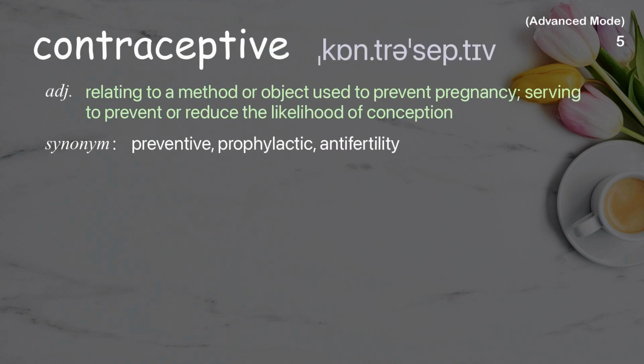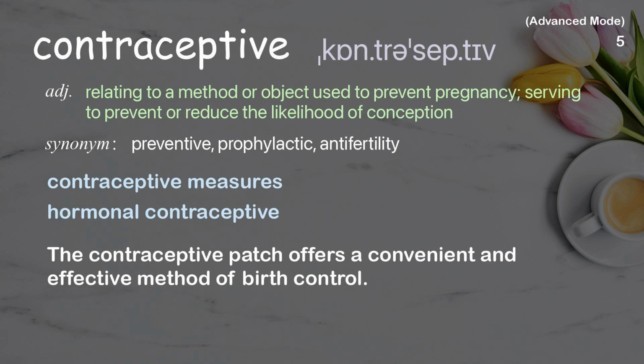Contraceptive. Relating to a method or object used to prevent pregnancy, serving to prevent or reduce the likelihood of conception. Examples: Contraceptive measures. Hormonal contraceptive. The contraceptive patch offers a convenient and effective method of birth control.